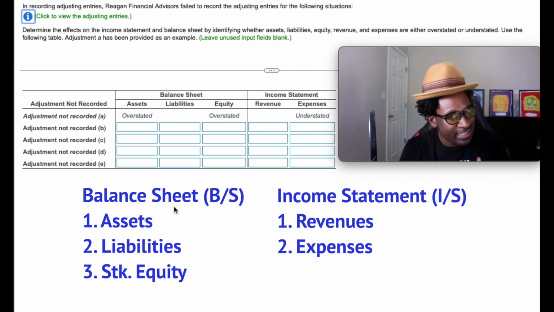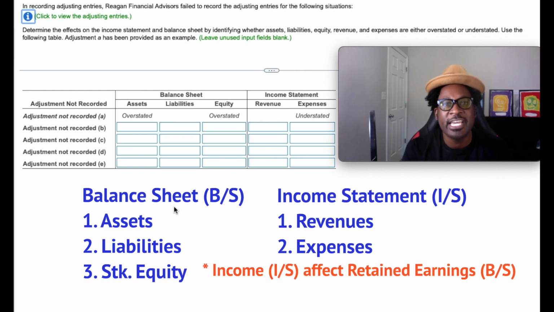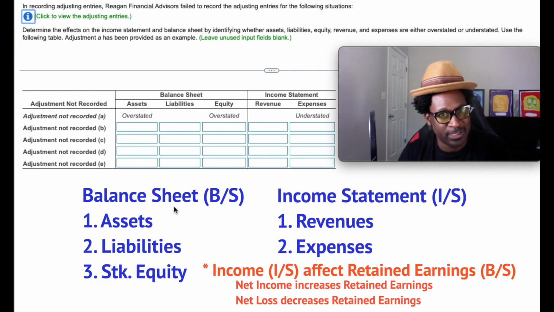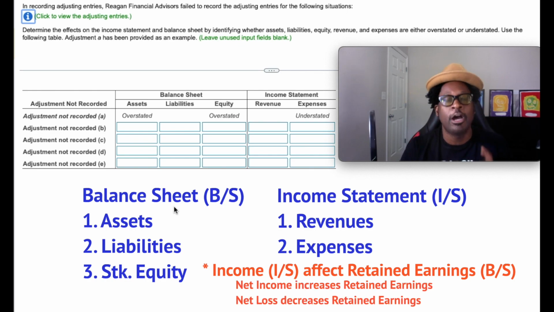Now, there's a connection between the balance sheet and the income statement, gang, that we must first adhere to. Income creates retained earnings. It affects retained earnings because we know that retained earnings is a stockholder's equity account that belongs on the balance sheet, which is affected by income. When we have net income, meaning our revenues are higher than our expenses, it increases our retained earnings balance. However, when we have net losses, the expenses exceeding our revenues, it will decrease our retained earnings balance.